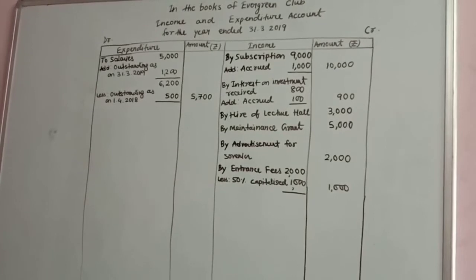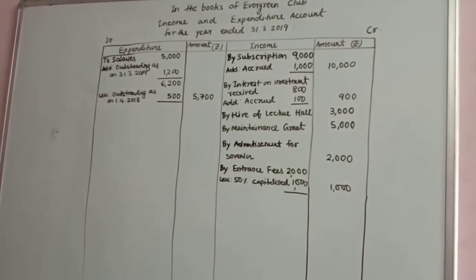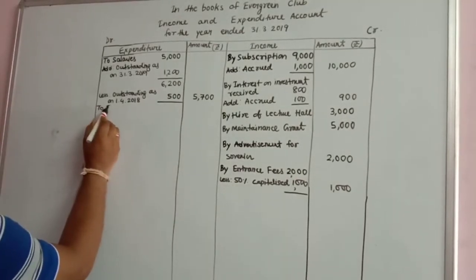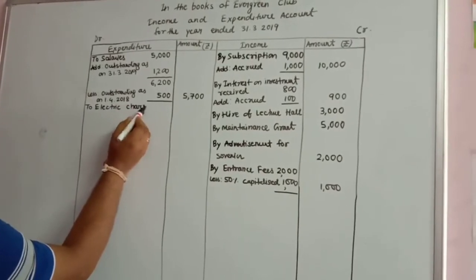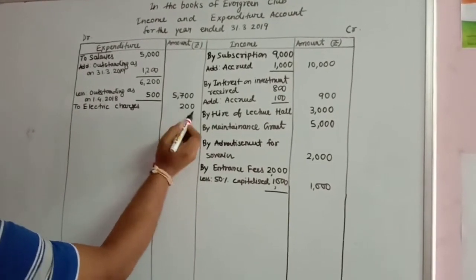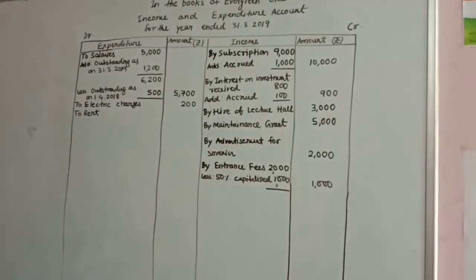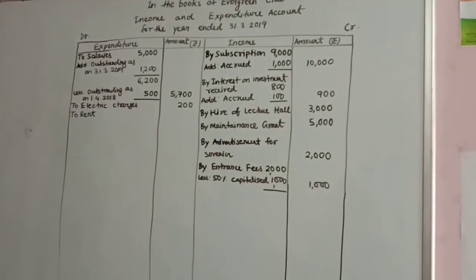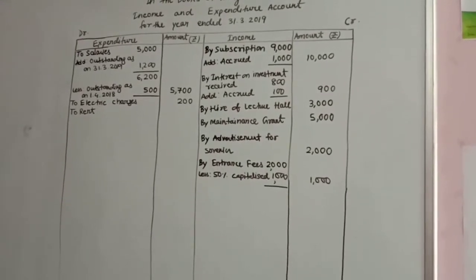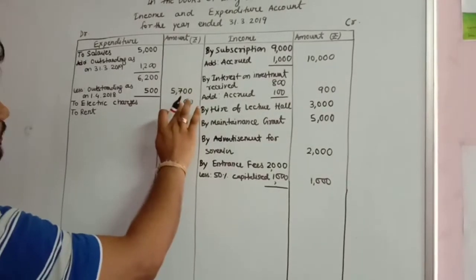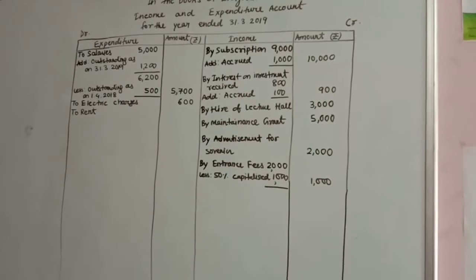The next item we have electricity charges. So electricity charges amounted to rupees 600. Next you have rent. So the amount of rent in this question is how much? The amount of rent is 1,200. Sorry, electricity charges is rupees 600. And the amount of rent that you have is 1,200.